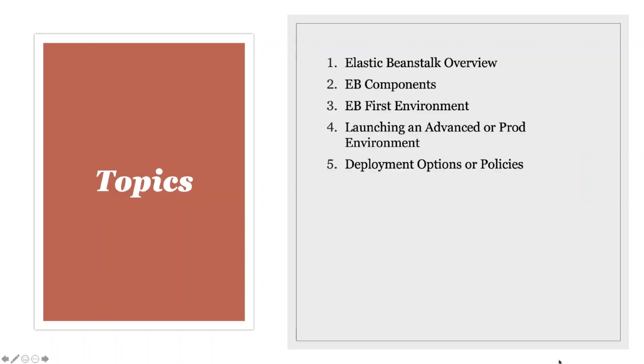Then we'll discuss the deployment options or policies. There are multiple deployment options and policies we'll discuss, ranging from all at once, then rolling with additional batches, immutable. Then we'll have the hands-on. We'll discuss how you can make use of Elastic Beanstalk to deploy an environment using the immutable deployment policy. So we'll update our existing application using the immutable deployment policy.